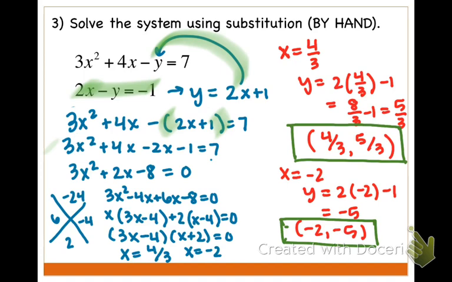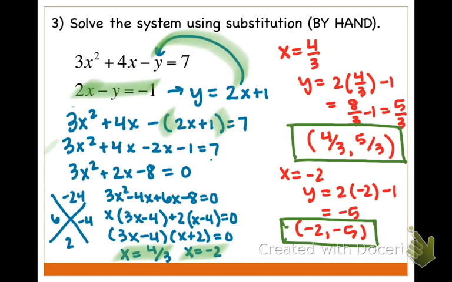Now this one takes a little bit more time to factor, but again, I use the AC method. There's a lot of ways that you can factor. When we factor, we get down to our two x values down here, and then we just have to plug them back in. I'm going to plug them back into that bottom equation, the one that's solved for y, a little bit easier than the 2x minus y equals -1, and a lot easier than the 3x squared plus 4x minus y equals 7. Don't have to square anything. But I plug that 4/3 in, and I get 5/3 out. Plug the -2 in, I get -5 out.